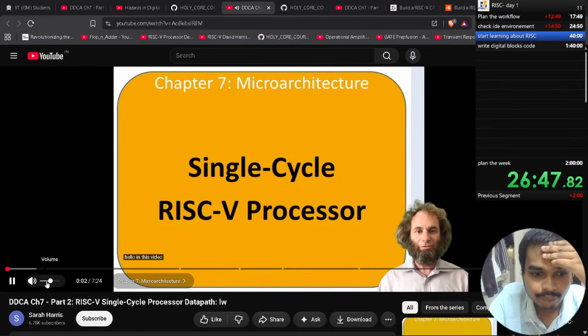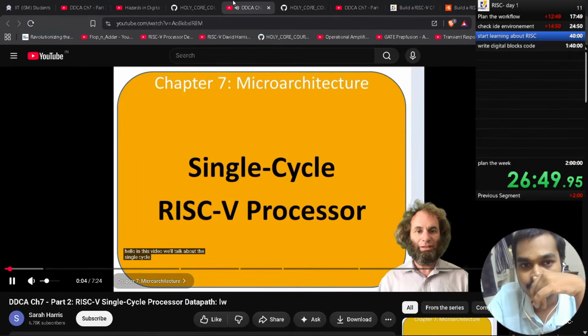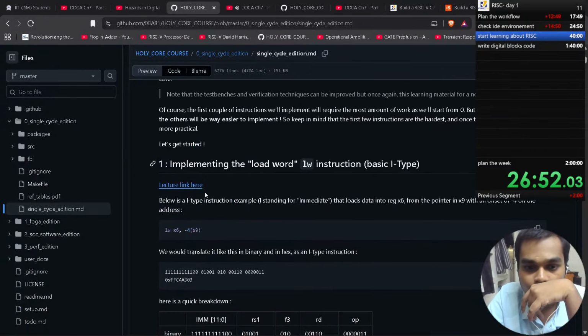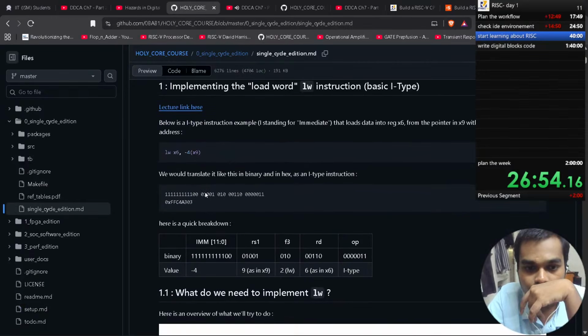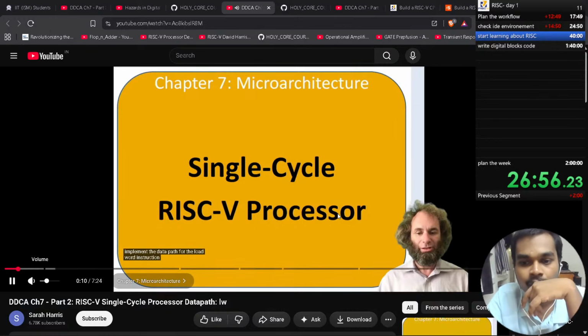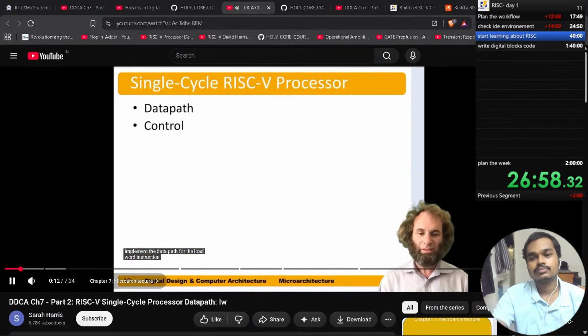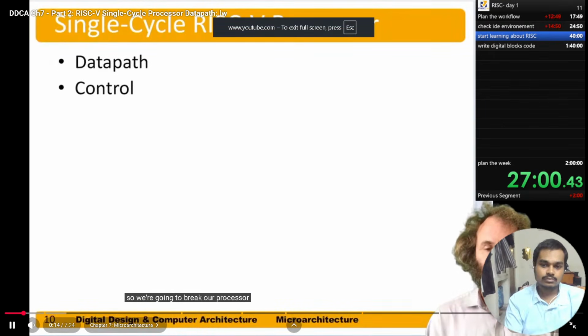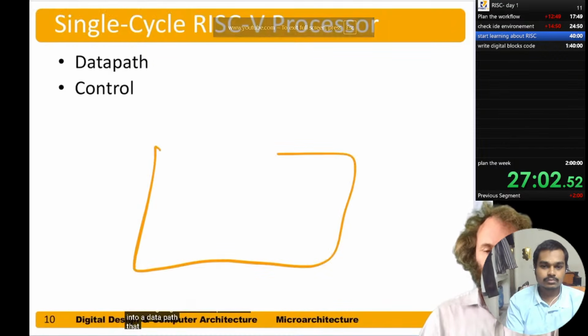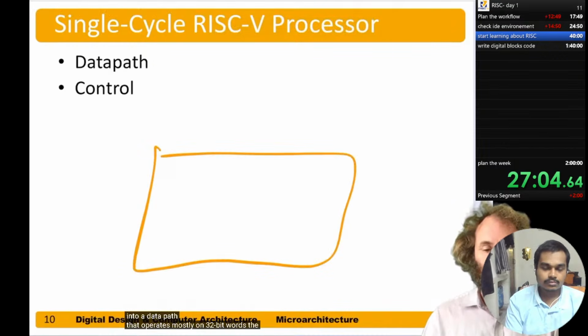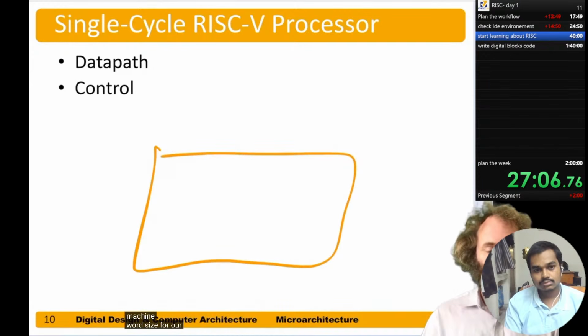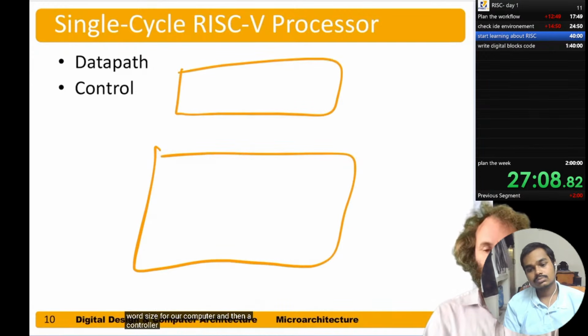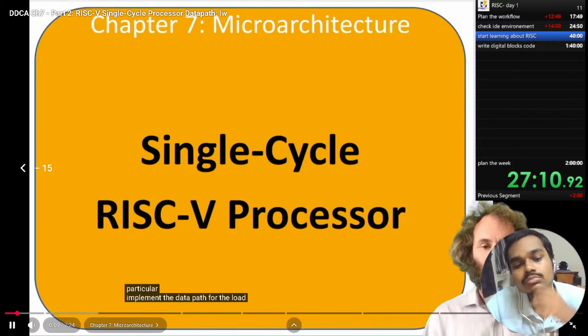Hello! In this video, we'll talk about the single cycle RISC-V processor, and in particular, implement the data path for the load word instruction. So we're going to break our processor into a data path that operates mostly on 32-bit words, the machine word size for our computer, and then a controller.